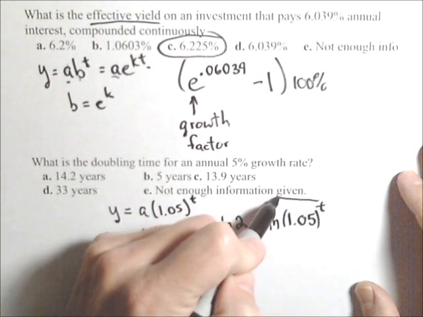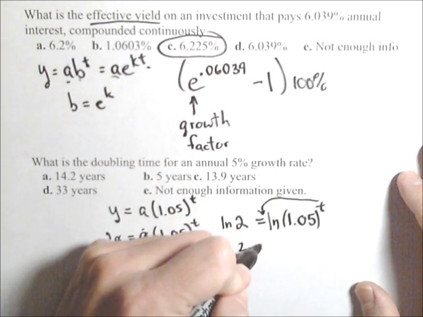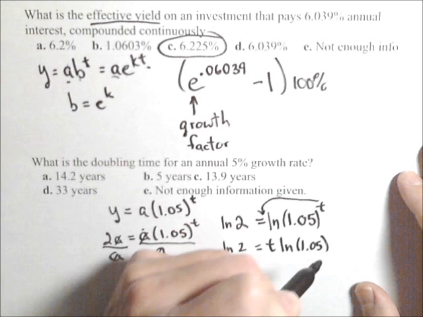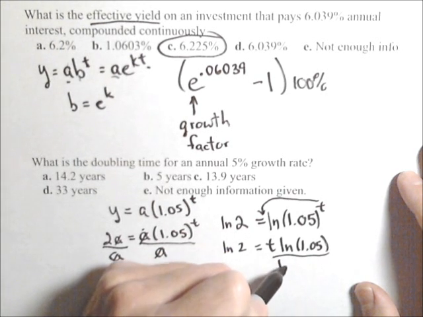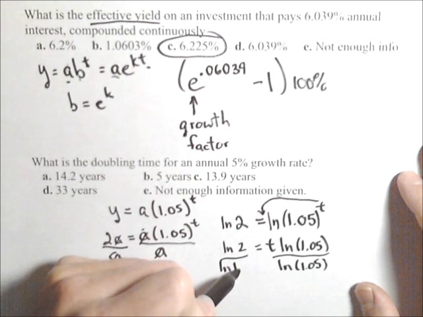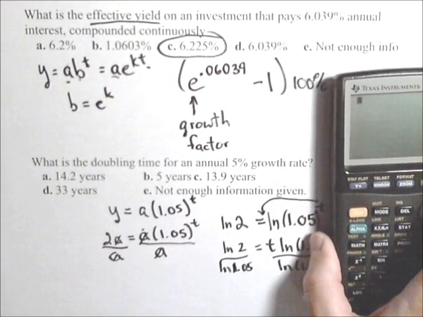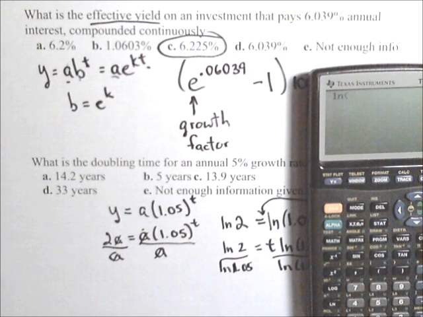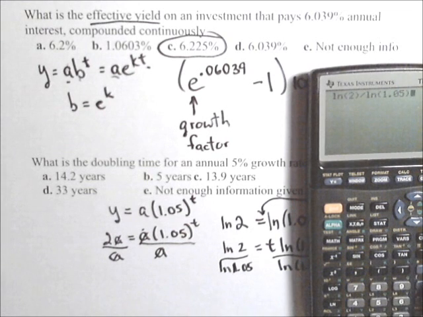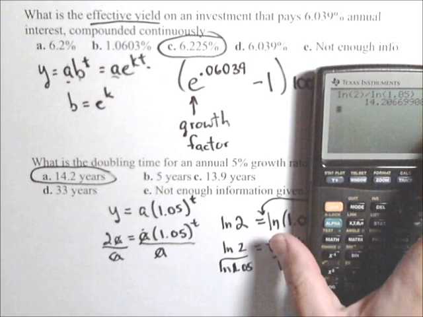The reason I do that is because I can apply a property of logs that allows me to pull the t out front. So I have ln of 2 equals t times ln of 1.05. And last step in solving for t is divide both sides by ln of 1.05. Now clearly, none of our answers are put in this form, so we'll bring back our calculator. ln of 2 divided by ln of 1.05, and we get the answer about 14.2 years is the amount of time it will take for it to double.